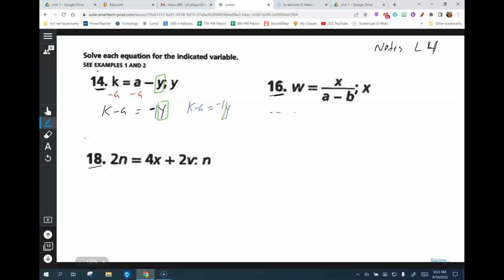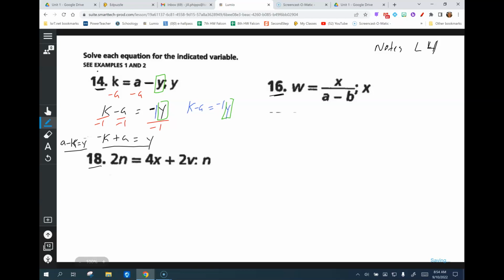So I'm writing it out again on purpose. So first, I'm going to divide every single part by negative 1, by negative 1. And therefore I get negative k plus a is equal to y. Now, the answer in the back of the book, if you had a back of the book, would be a minus k equals y. These are the same answer, okay?